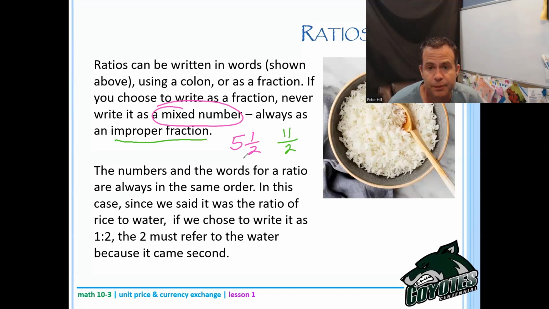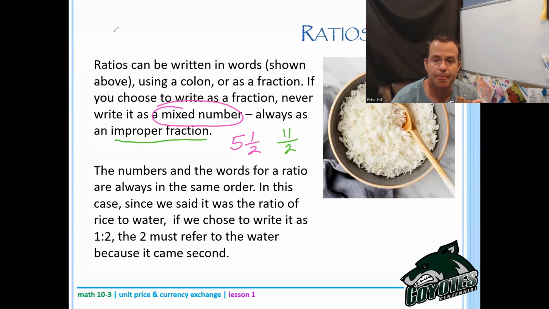Especially in a ratio. So the numbers and the words for a ratio are always in the same order, okay? The order that I originally talked about was rice to water. Okay, so if I say 1 to 2, that 1 is going to refer to the rice and the 2 will refer to the water. The numbers have to be placed in the same order as the words did. Okay, so in this case, since we said it was the ratio of rice to water, if we choose to write it as 1 to 2, the 2 must refer to the water because it came in second.